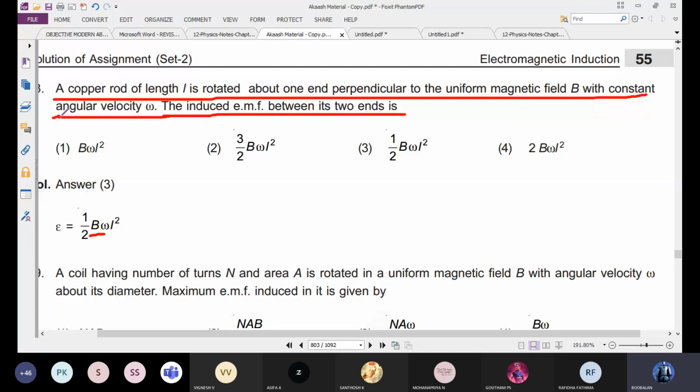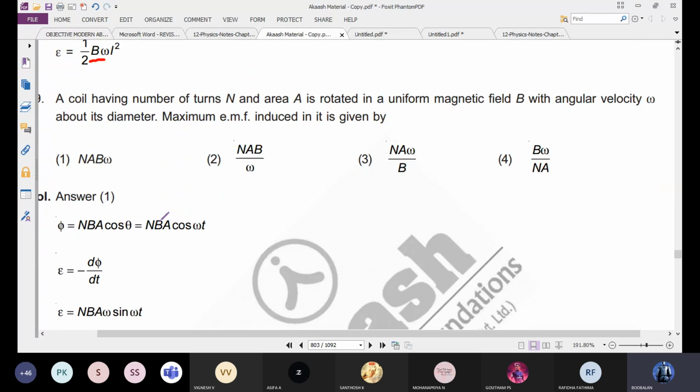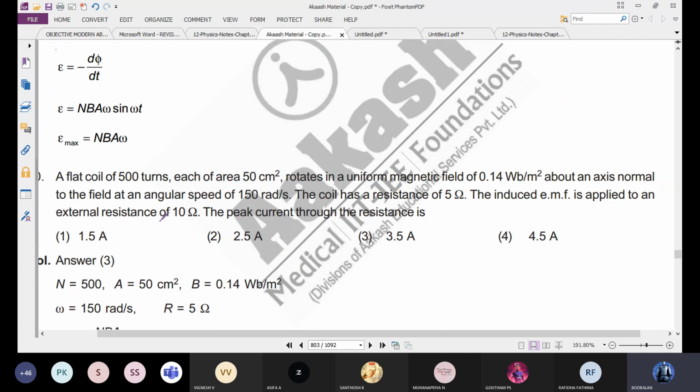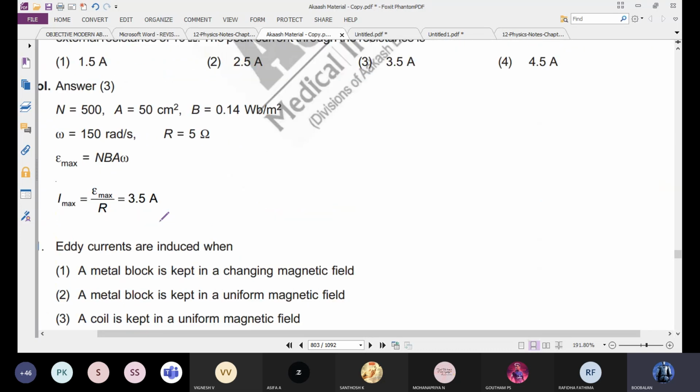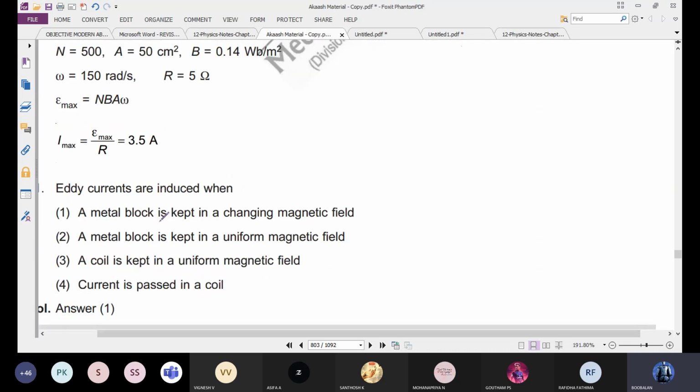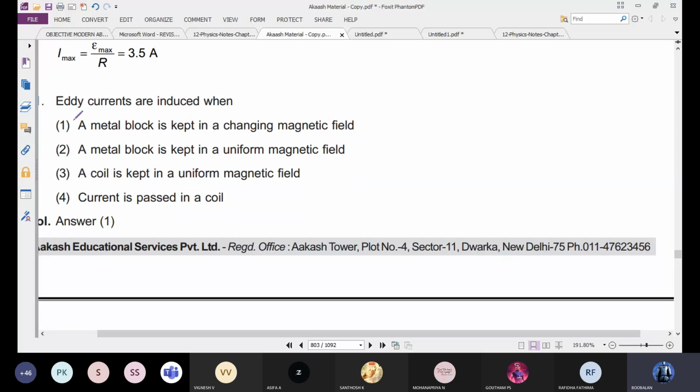For NCERT, they will ask in this chapter: self-inductance, mutual inductance, eddy current, and Faraday's law. If it is clear, you will get 5 marks. So eddy currents are induced when a metal block is kept in a changing magnetic field.